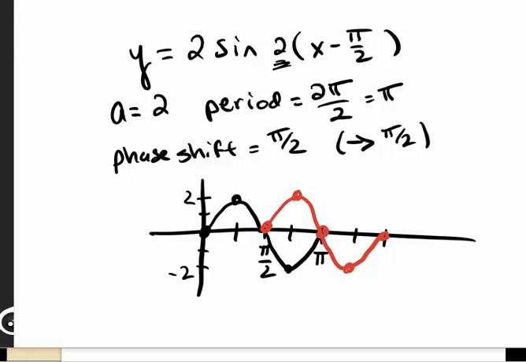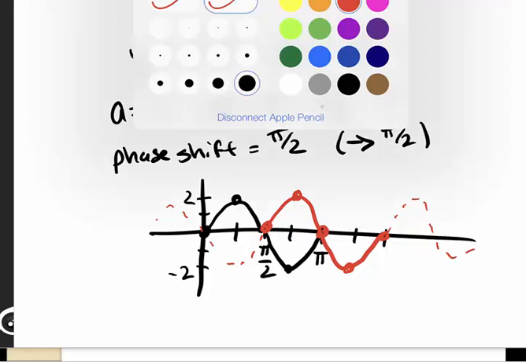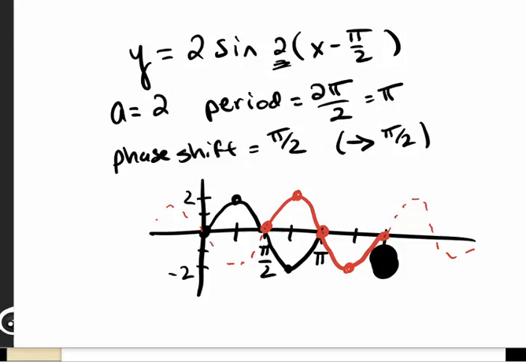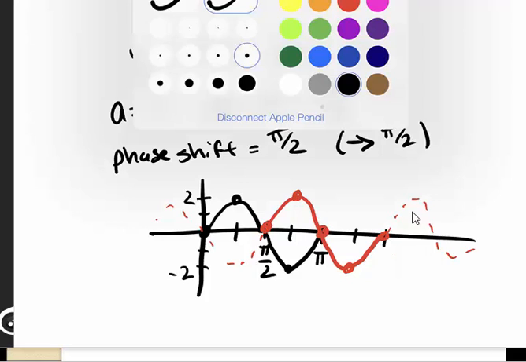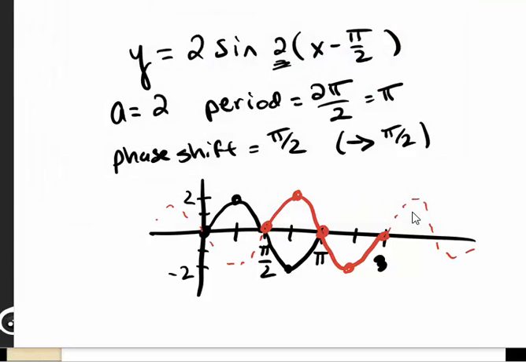Again, it's periodic if you keep going. But one complete period I would draw from pi over 2 to 3 pi over 2. And I don't always label every mark on the axis if we can figure it out. That would be 3 pi over 2.